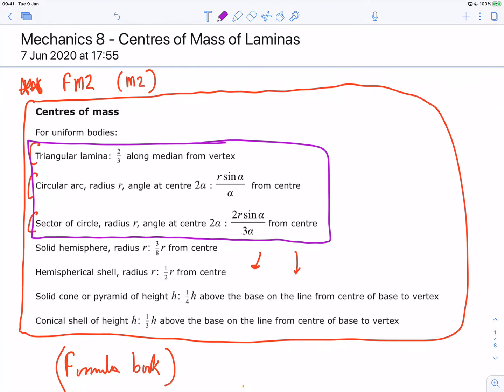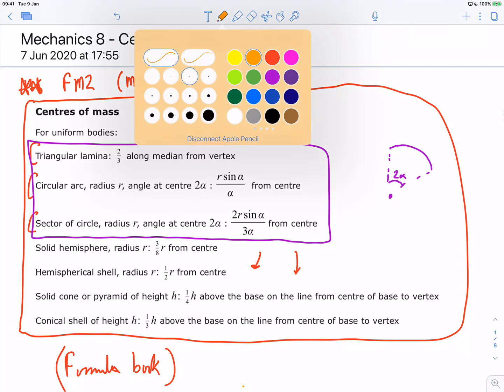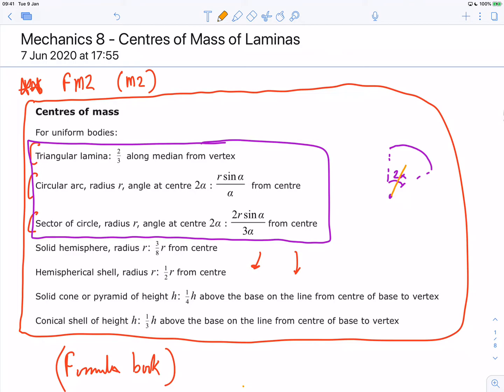Okay, what does that mean? It means if I've just got a circular arc like this, so think of it as like a bent paper clip, as in it's just a wire, then imagine if you were to draw a radius from these two and they meet at a point here, then if you call this angle 2 alpha, then the centre of mass is a distance from that centre to there. So the centre of mass is about there, and that centre of mass is r sine alpha over alpha.